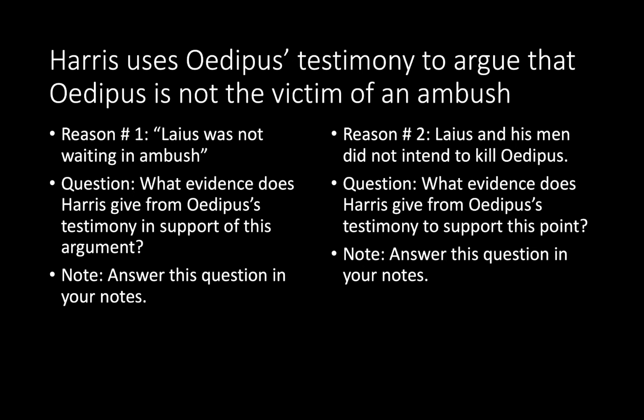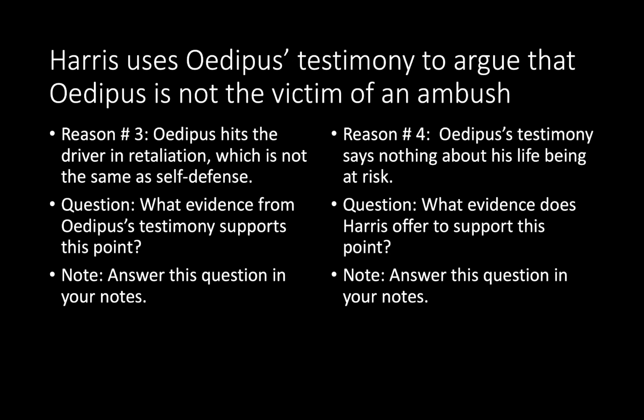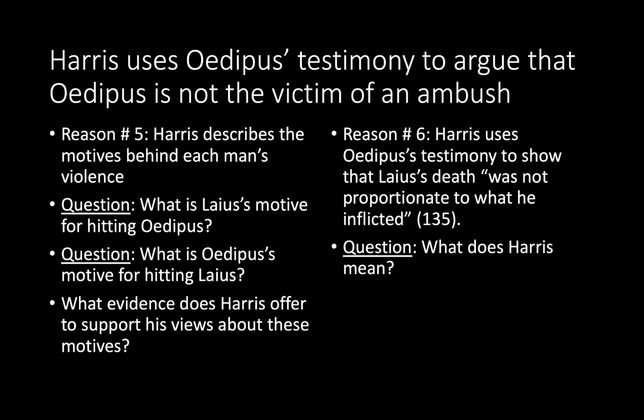Reason number 2, Laius and his men did not want to kill Oedipus. Reason number 3, when Oedipus hits the driver, it is not to defend his life, but to retaliate for being pushed. Reason number 4, Oedipus never mentions being afraid for his life, which is a requirement for self-defense. Reason number 5, Oedipus's motive for the killing does not fit the requirements for self-defense. And reason number 6, the death was not proportionate to what Laius inflicted. You must look up the word proportionate to paraphrase the meaning of that reason.